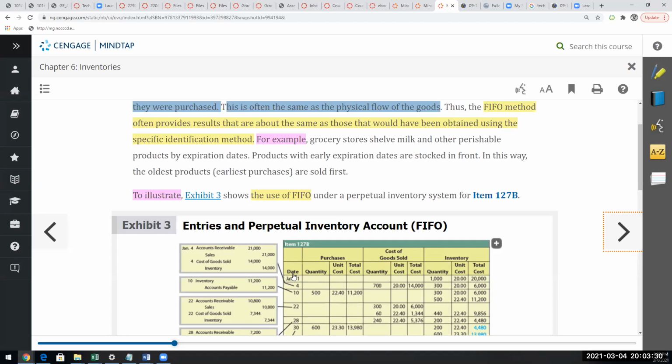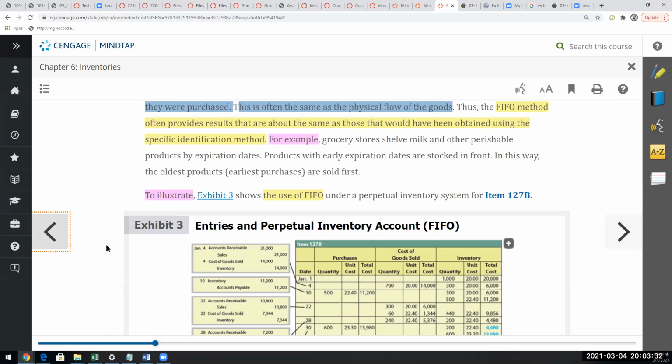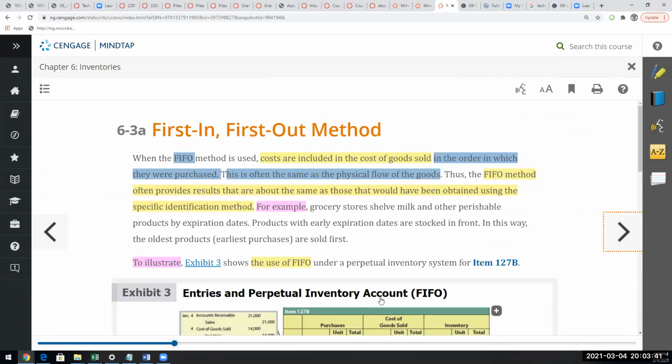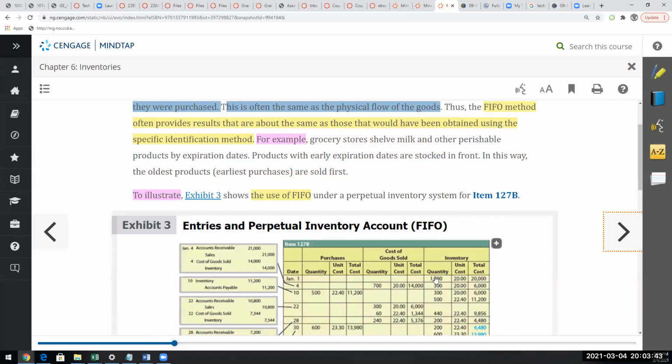Because when we come over the chart here, the very first line is our beginning inventory. We had 1,000 units at $20. So when we come back to here, you're going to see 1,000 units of inventory that cost 20 grand is now $20,000. Any stop signs on that?